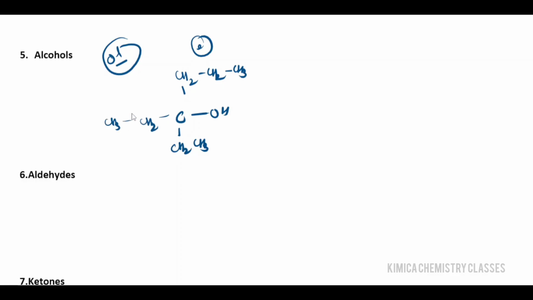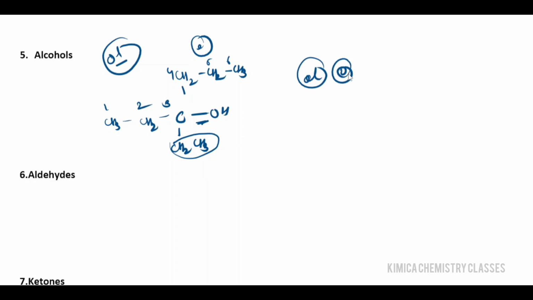So select the longest chain as 1, 2, 3, 4, 5, 6, right? So this is 3-ethyl-3-hexanol. Ol is used instead of e. E is used in alkane and ol is used in alcohols.